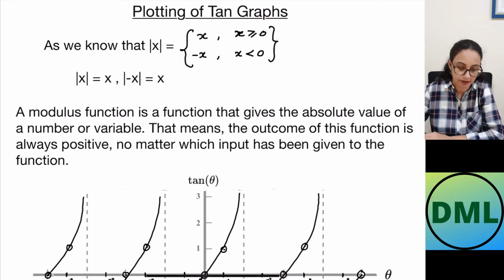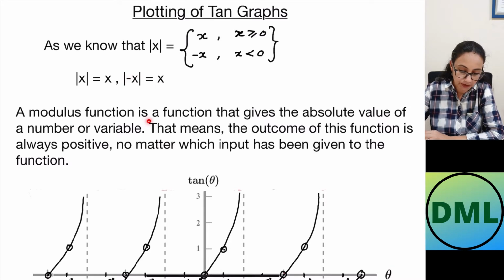Plotting of tan graphs. As we know, mod of x, when you open it, will be the value x when x is greater than or equal to 0, and the value will be minus x when x is less than 0. We know that mod of x is x, and even mod of minus x is also x. What is the meaning of modulus? Modulus means everything is positive, nothing is negative. If you take the negative value, it is also positive.